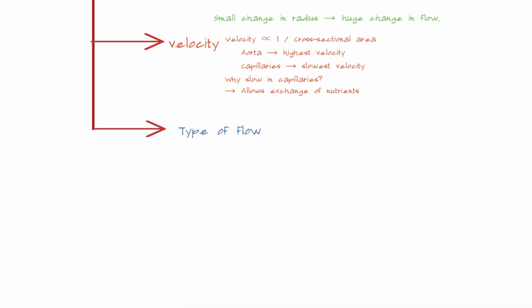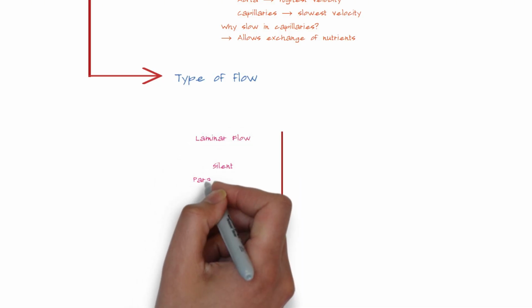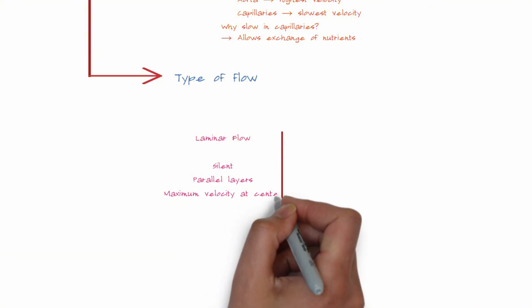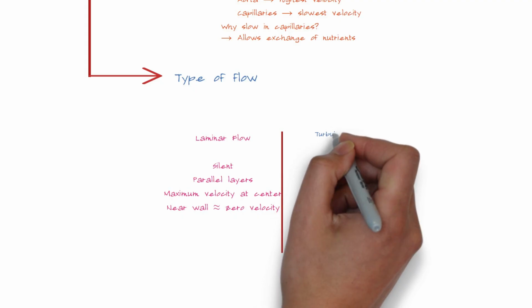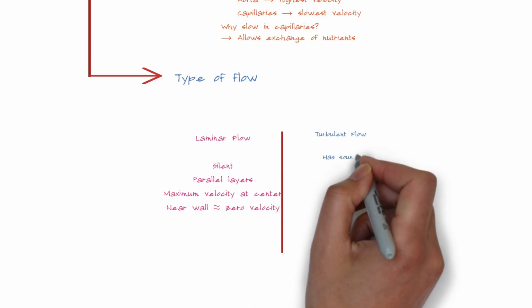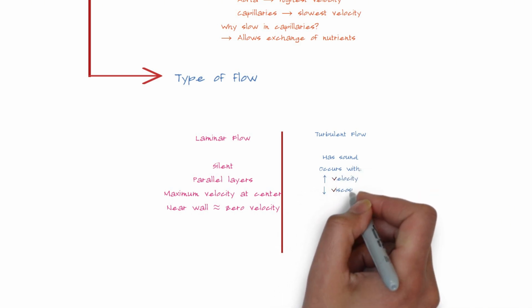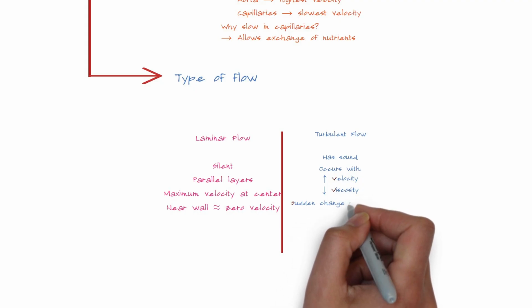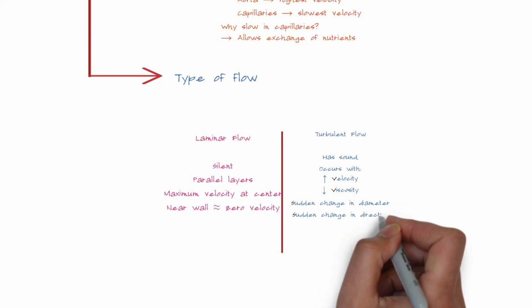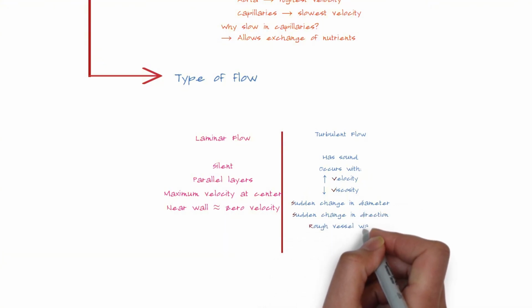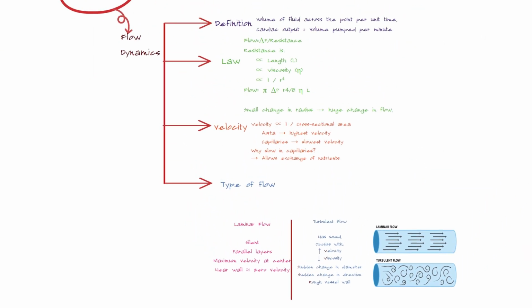It is silent. The blood moves in parallel layers with the maximum velocity at the center, and the velocity near the wall is almost zero. Then we have the turbulent flow, which is a chaotic movement, and it produces sound, like a murmur, and occurs under conditions like an increase in velocity and a decrease in viscosity, a sudden change in the diameter, a sudden change in the direction, and roughness of the vessel wall. So to remember this, 2V and 2D plus the roughness cause the turbulence.